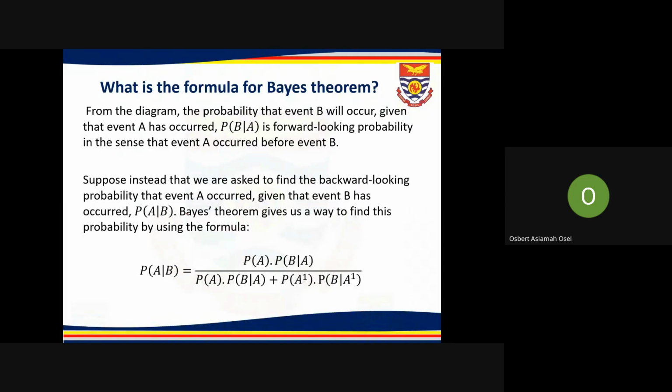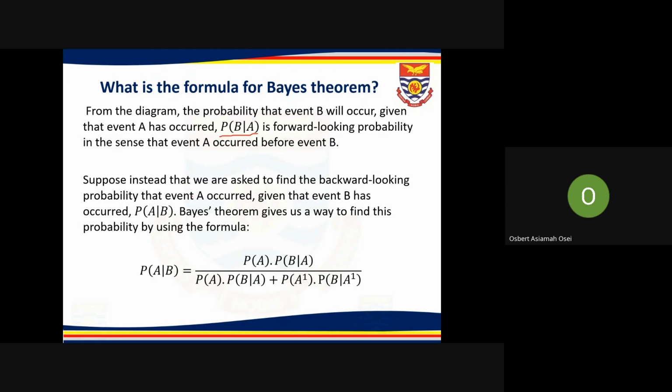So from the diagram, the probability that event B will occur, given that event A has already occurred, is the probability of B given A. It is a forward-looking probability in the sense that event A occurred before event B. So the person went to school before the person started learning. That is the understanding of the probability of B, given that A has already occurred.